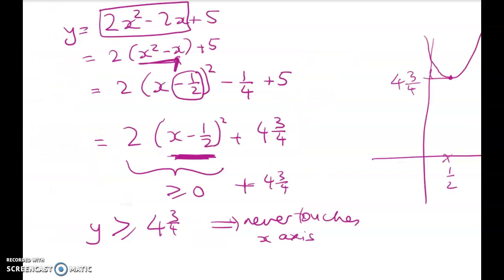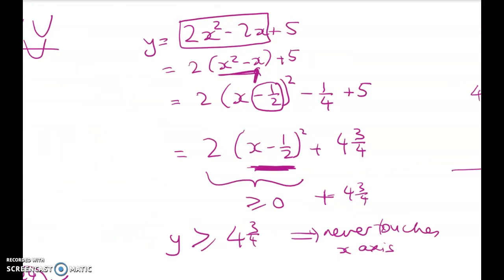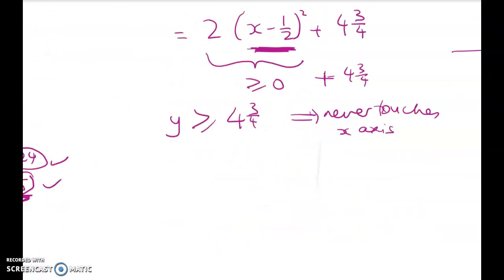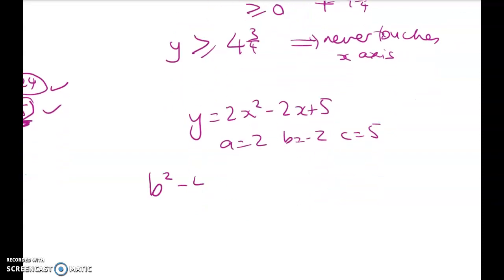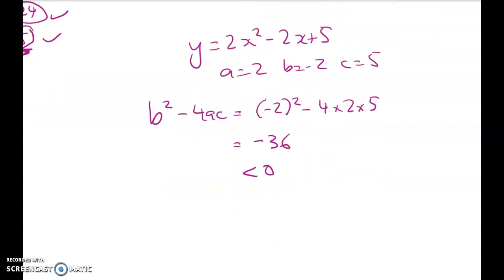Okay, so it's very easy to see visually, but it was a bit of work. So instead what we can now do is we can use the discriminant and we can say y is equal to 2x squared minus 2x plus 5. A is 2, B is -2, C is 5. B squared minus 4AC is equal to -2 squared minus 4 times 2 times 5, which works out to be 4 take away 40, negative 36, which is less than 0. So there are no real solutions.